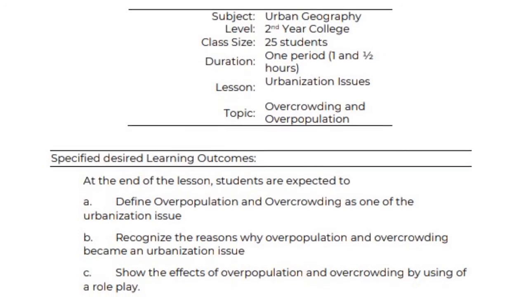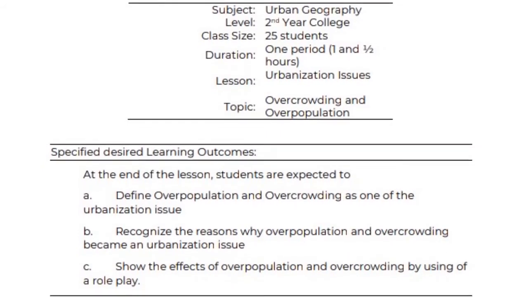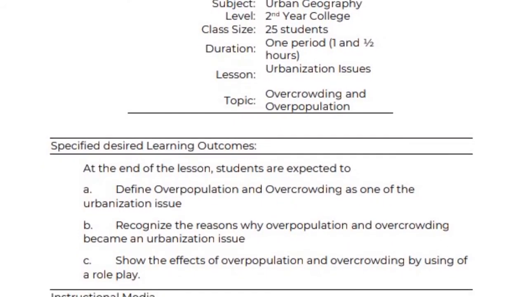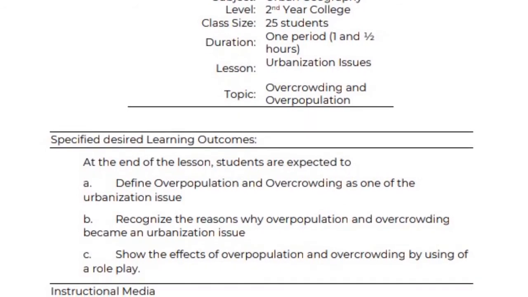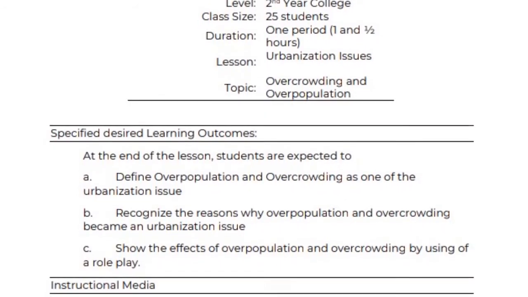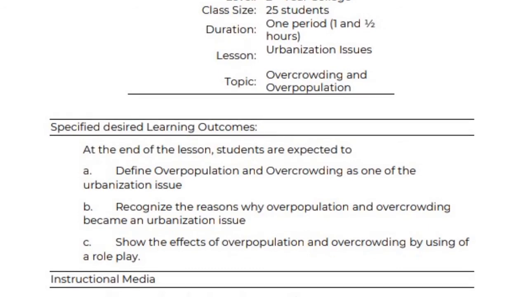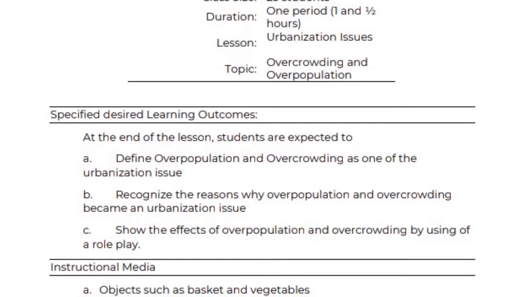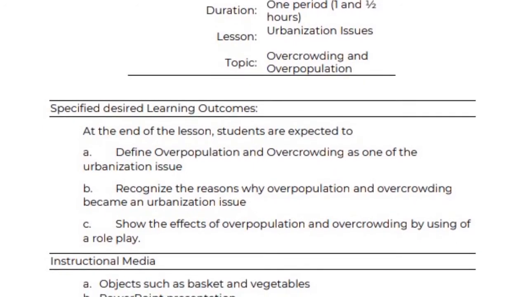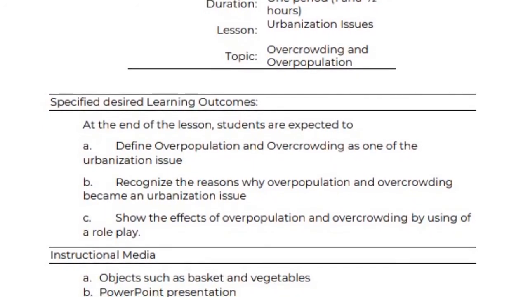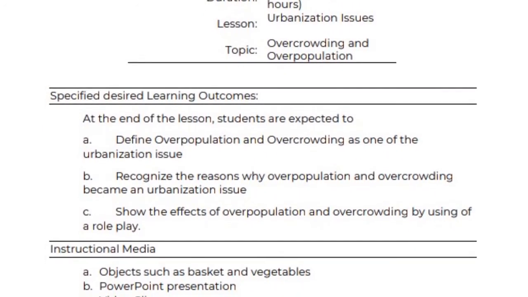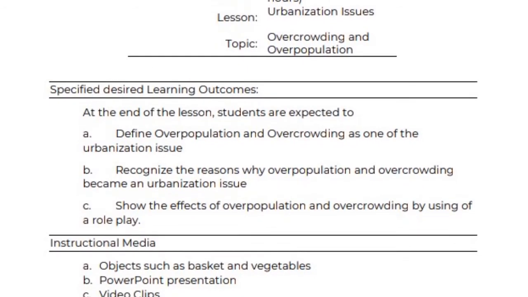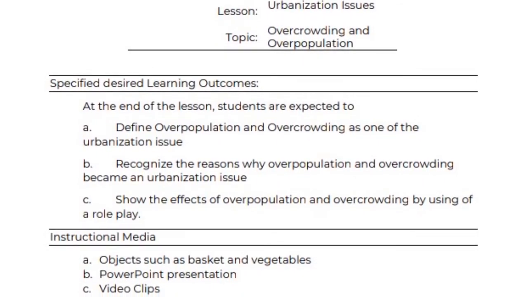Sa first part, nilagay ko yung specified desired learning outcomes. At the end of this lesson, the students are expected to: A, define overpopulation and overcrowding as one of the urbanization issues. Letter B is recognize the reason why overpopulation and overcrowding became an urbanization issue. And the C is to show the effects of overpopulation and overcrowding by using a role play.